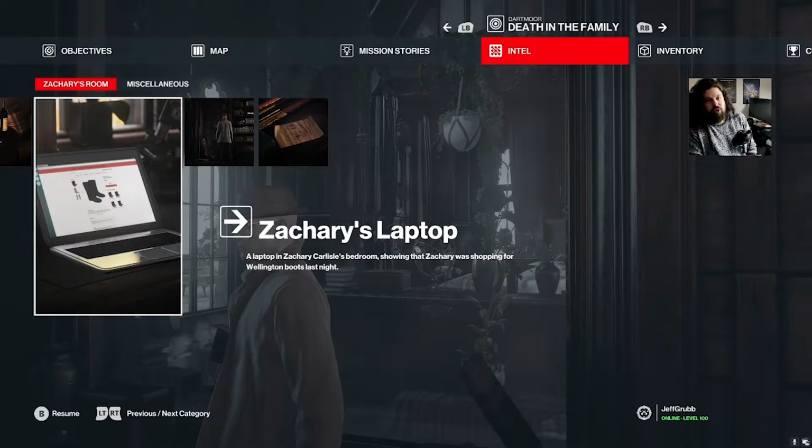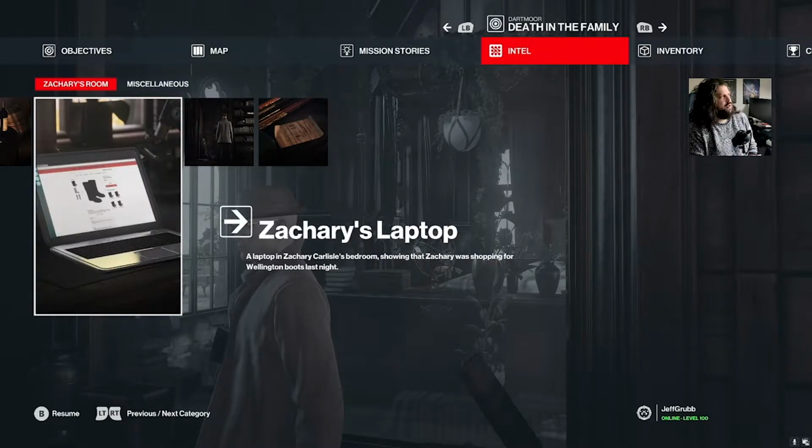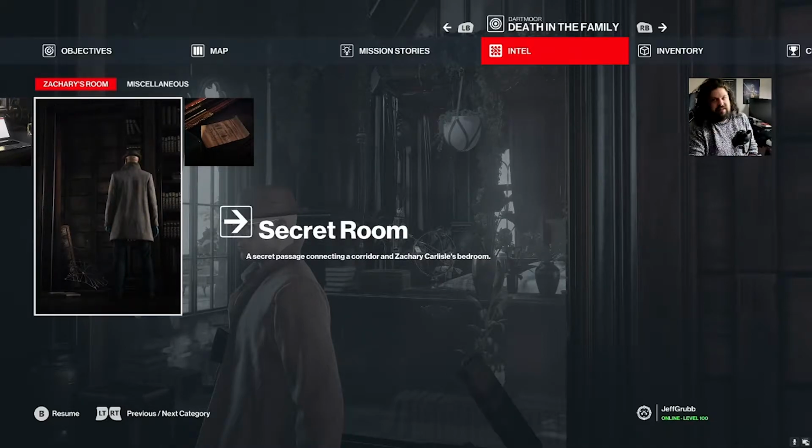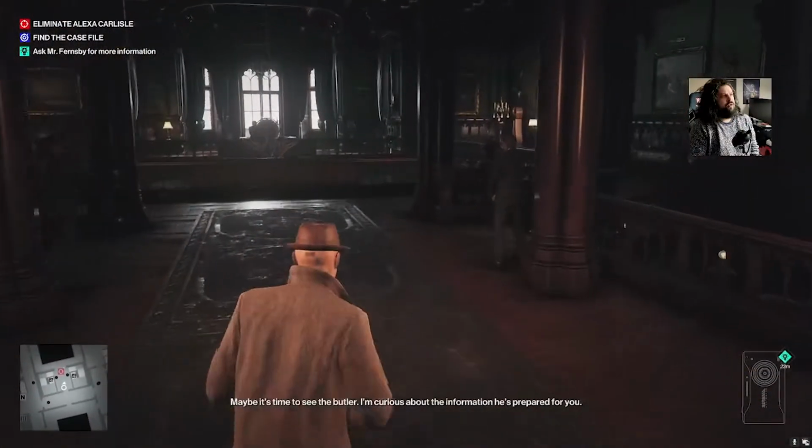Something someone probably wouldn't do if they were going to commit suicide, at least in these kinds of stories. And then we found a secret passage. So we know for a fact that someone could have gotten into this room. There is a passage in here, and then the door could have remained locked from the inside. So a lot of stuff to consider here. And then there's a mansion floor plan. Someone could have used this and known about the secret passage. He's prepared. So now we're going to go talk to the butler.